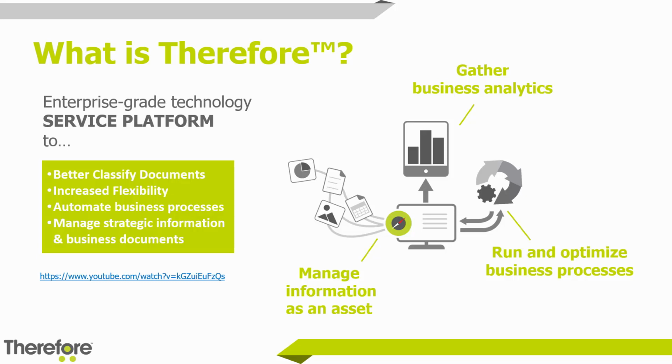When information is managed as an asset, it allows you to have a full line of sight of your documents and information. This allows you to optimize your business processes, including utilizing things like e-forms and automated workflows so that you can, as the old adage goes, work smarter and not harder. Whenever you need to make improvements, you can start doing so with Therefore. And in turn, this leads to the next logical step, which is gathering business analytics.